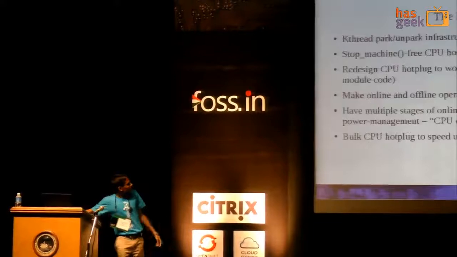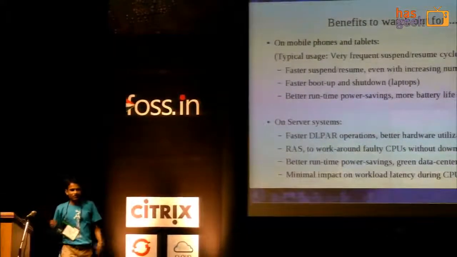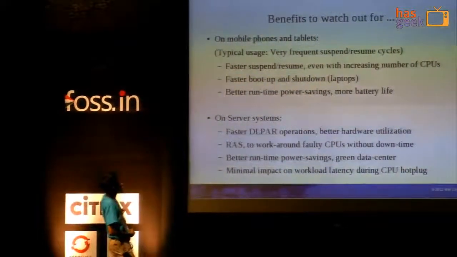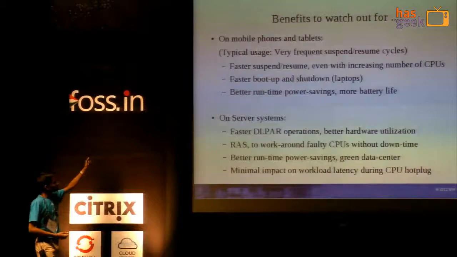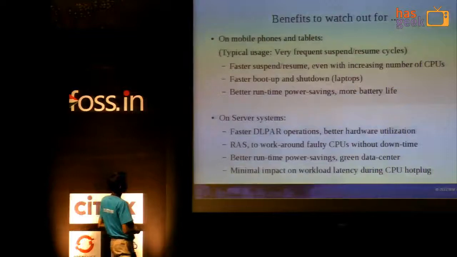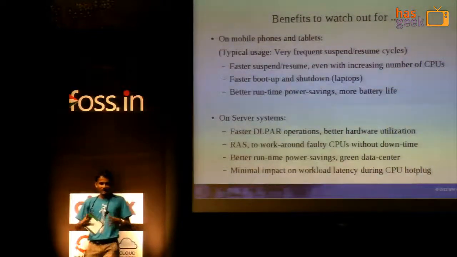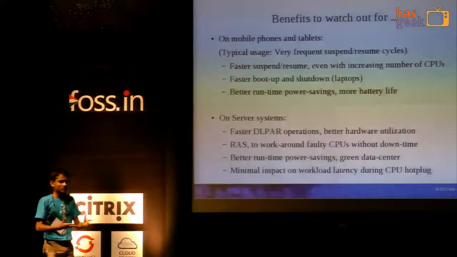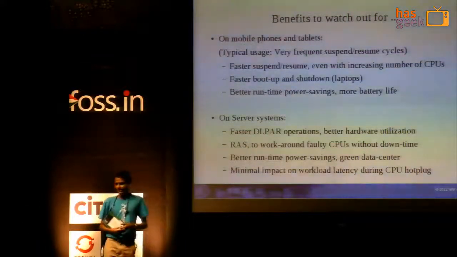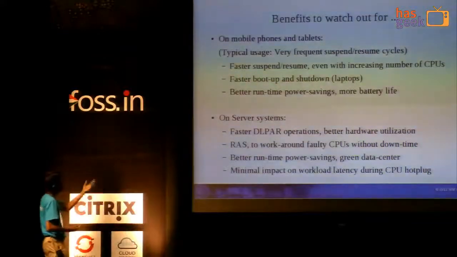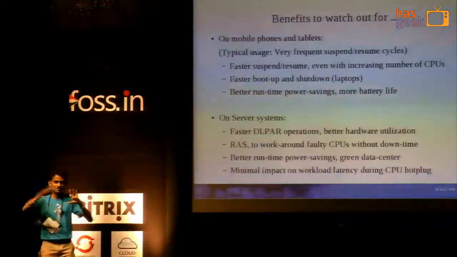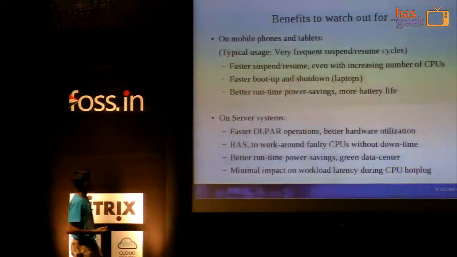What else? So once we do all this, what do we get? What is the end user benefit that you can find from this? So on mobile phones and tablets, that kind of space where the typical usage is high frequency of suspend resume cycles, you get faster suspend resume, and you will not bother about system getting too many CPUs, which can slow down suspend resume, and yeah, faster boot up, faster shutdown, and things like that. And then obviously better power savings if you can do at runtime, right? If you have that CPU quiescence model, you can do much better power savings.